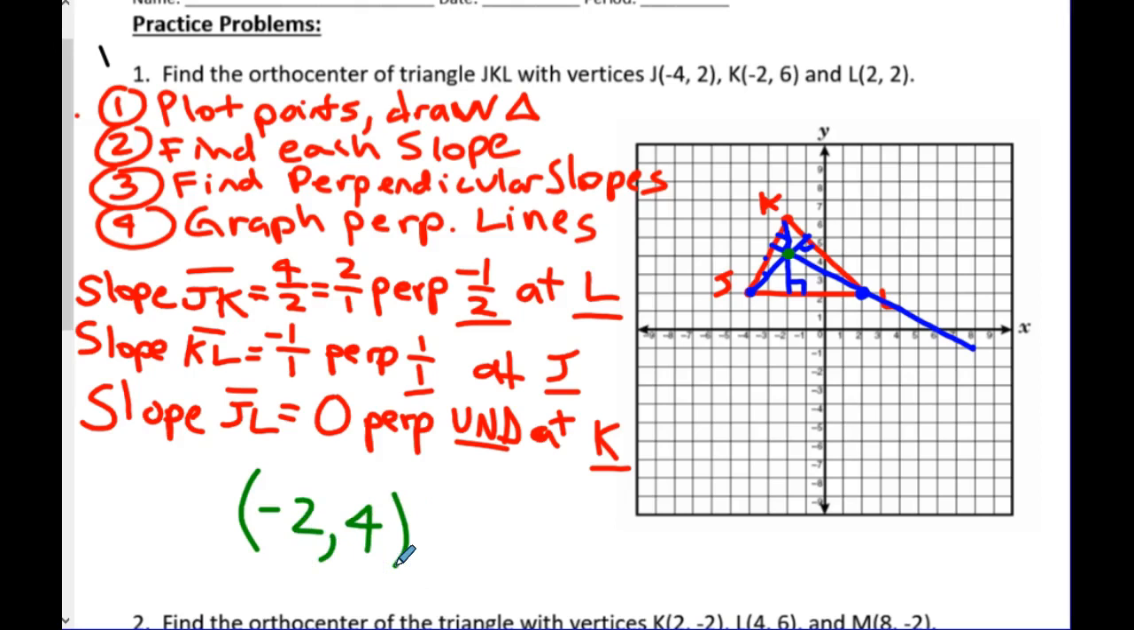So again, find the orthocenter. We did that. Okay, now, these are the steps to do it.